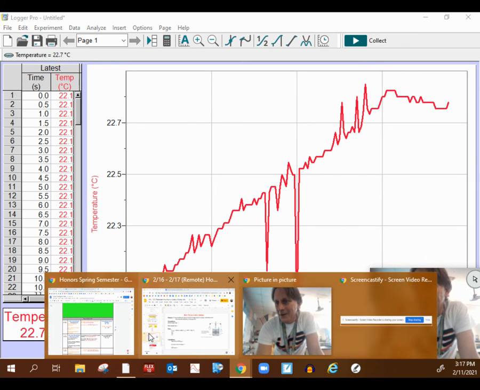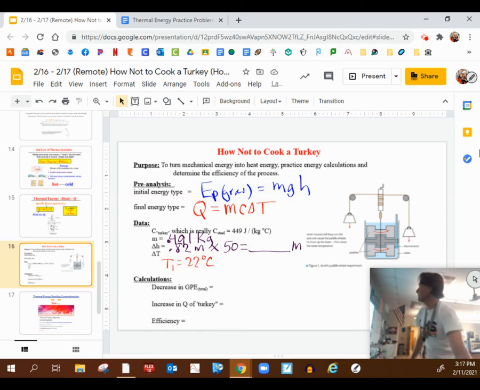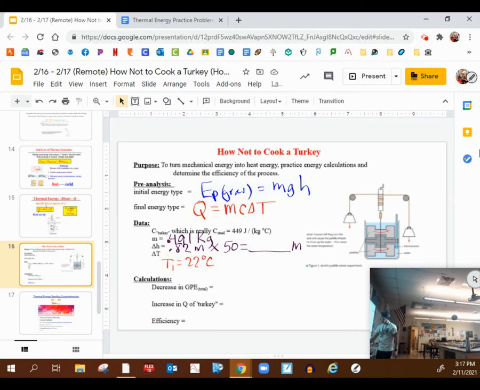Okay, so going back to our original data, the final temperature was 22.8 degrees Celsius. So that gives us a delta temperature of 0.8 degrees Celsius. Okay, and given that we had 50 turns times 0.82 equals 41 meters. So I'm going to go ahead and put that on there for us also.